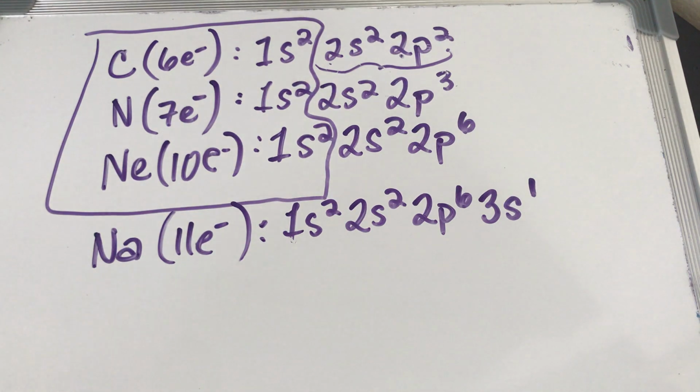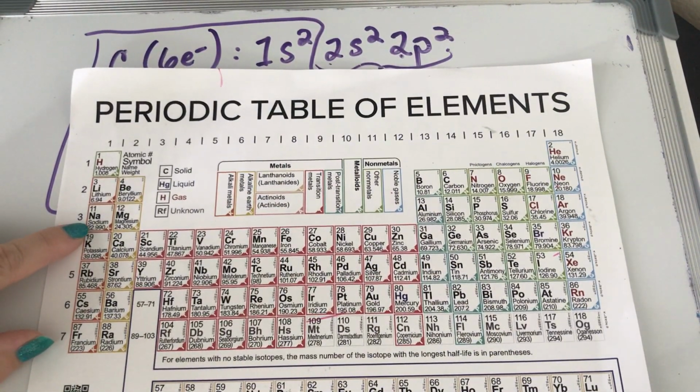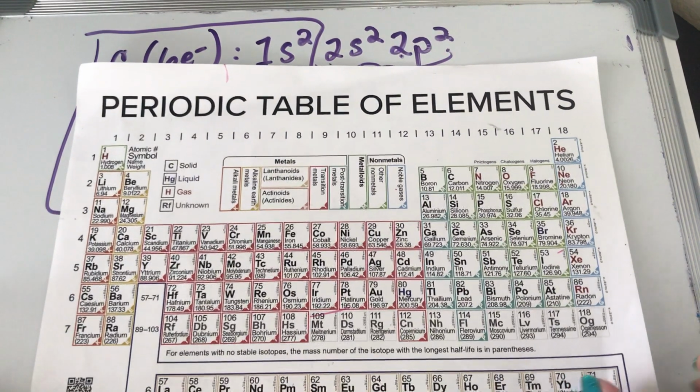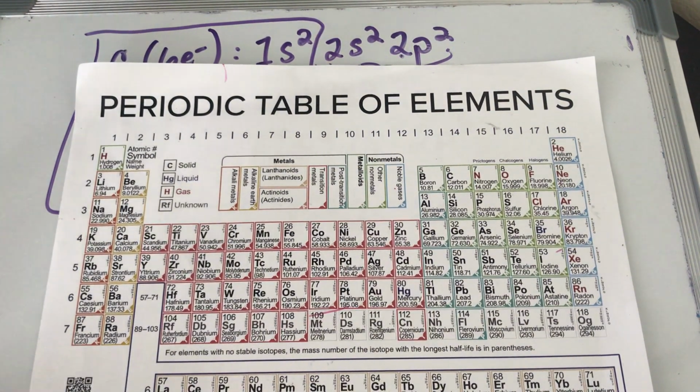You guys are doing so well. Wait, why is it S? Why is it 3s1? Wouldn't it be P? Sodium is in the S block. Oh, yeah, okay. Makes sense. I'm confused. Why does it go S, S, and then P, and then back to S?